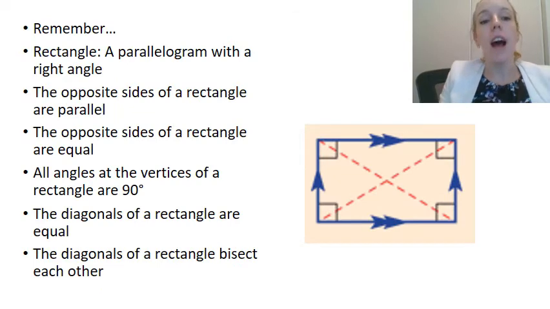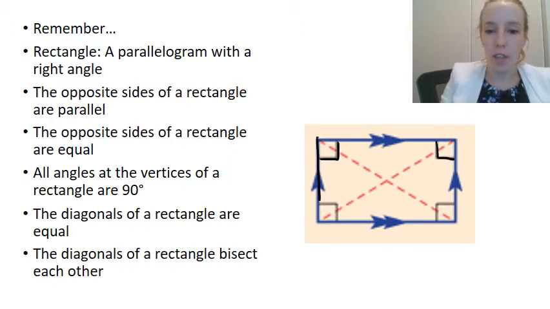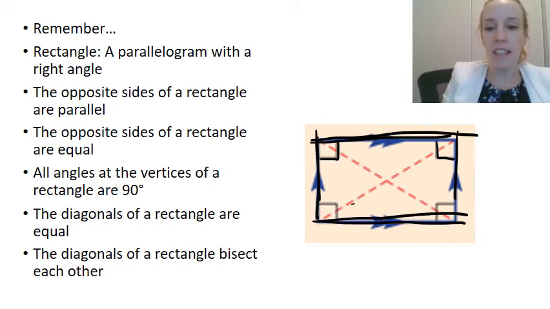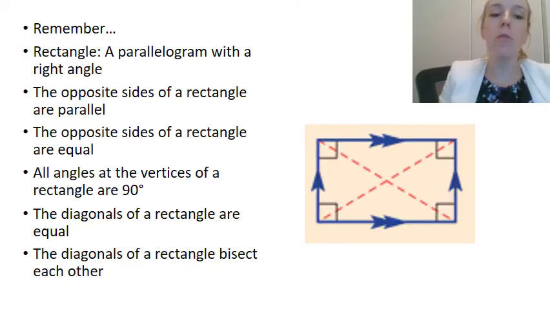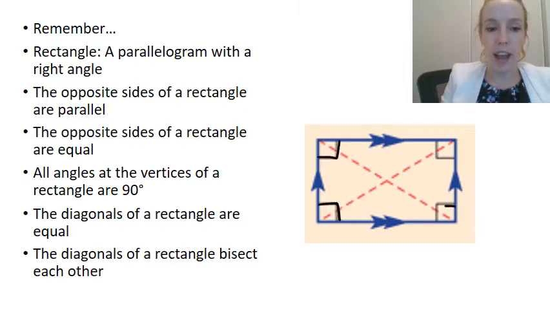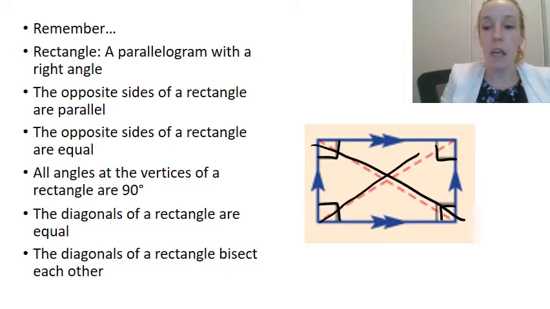So a rectangle is a parallelogram with a right angle. You can see each of the corners is a right angle. The opposite sides of a rectangle are parallel, and the opposite sides of a rectangle are equal, so this top side is the same length as the bottom side, and this left side is the same length as the right side. All angles at the vertices of a rectangle are 90 degrees, so every single corner is at a 90-degree angle. And the diagonals of a rectangle are equal, and the diagonals also bisect each other, so they cut each other equally in half.